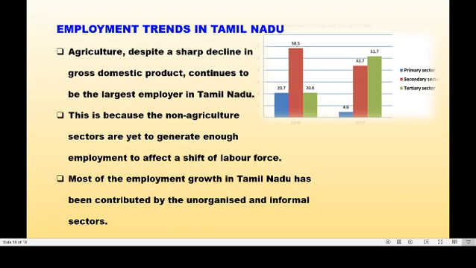So most of the employment growth in Tamil Nadu has been contributed by the unorganized and informal sectors, and because of this problem, many people are working in the unorganized and informal sector. You all know that in the unorganized sector, as we discussed earlier, they work for a higher number of hours, more than 10, 11 and 12 hours, but the wages they get are very low.